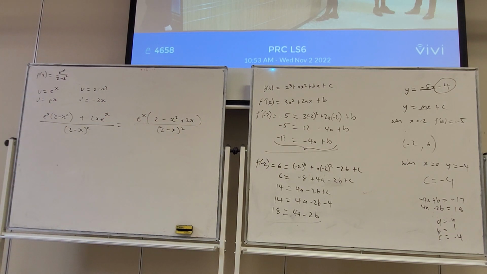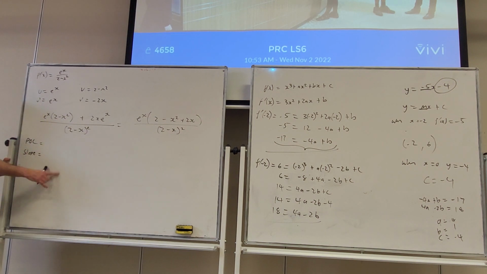Okay, find the equation of the tangent at the point where x is minus 1. Give your answer in terms of exact values. So we're finding the exact equation of the tangent. For a tangent, we need two things: the point of contact and the slope. Then bring them together.